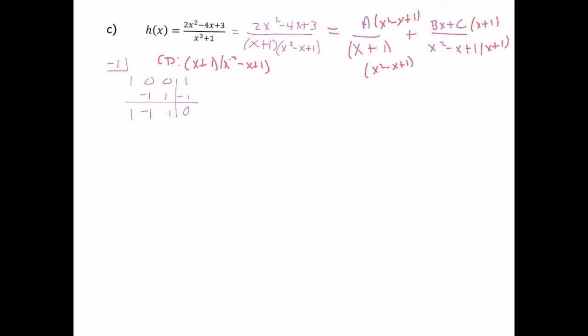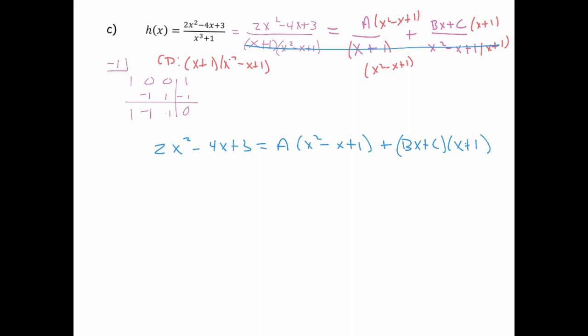Now, with the denominators the same, we can ignore them. So now I've got my equation: 2x squared minus 4x plus 3 is equal to A times x squared minus x plus 1 plus Bx plus C times x plus 1. Now what I'm going to do, I think I'm going to do it a little differently this time. Last couple times I plugged in convenient values for x, which we could do. We could plug in -1 and that'll help us find A. But I might do that later.